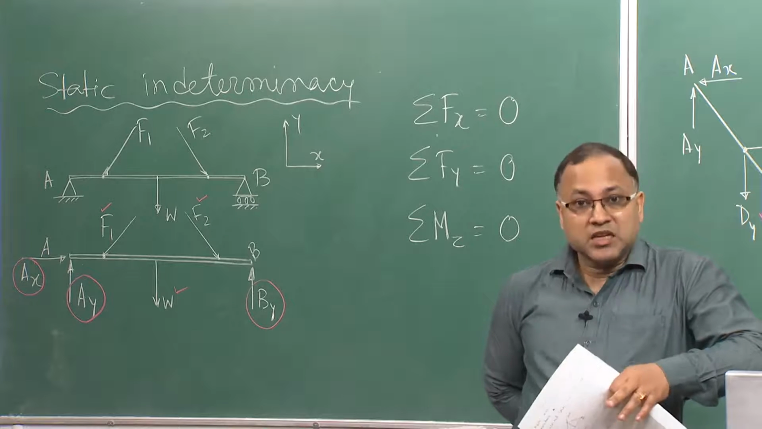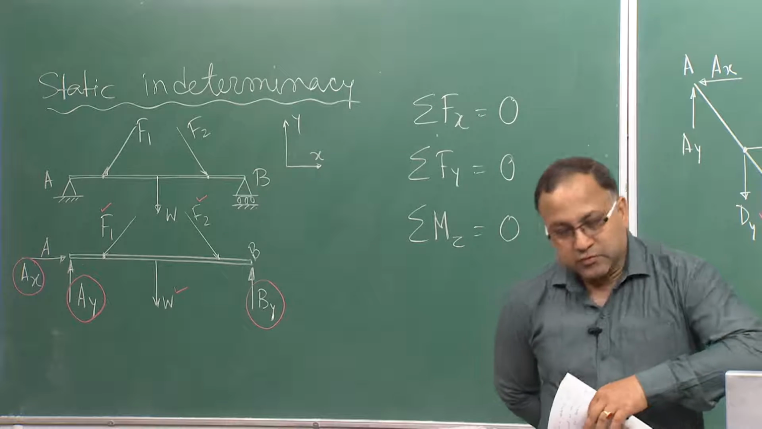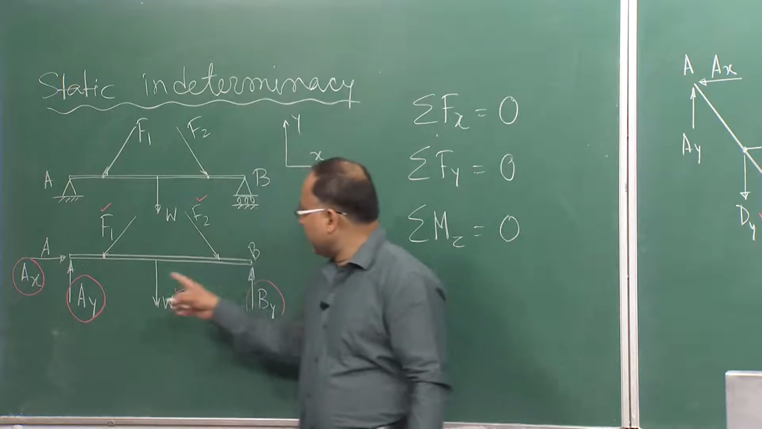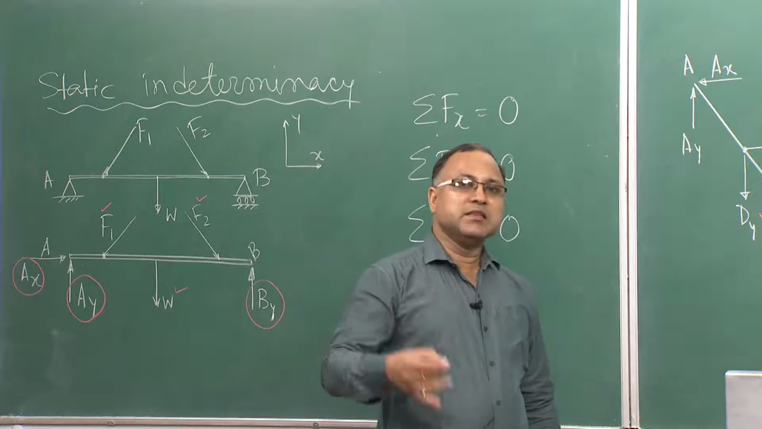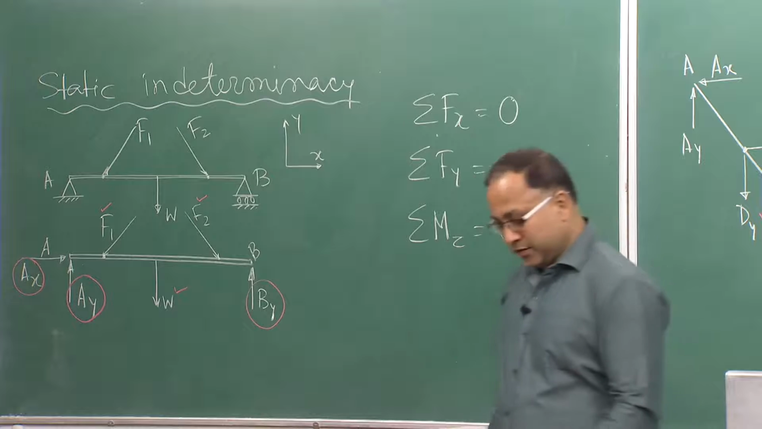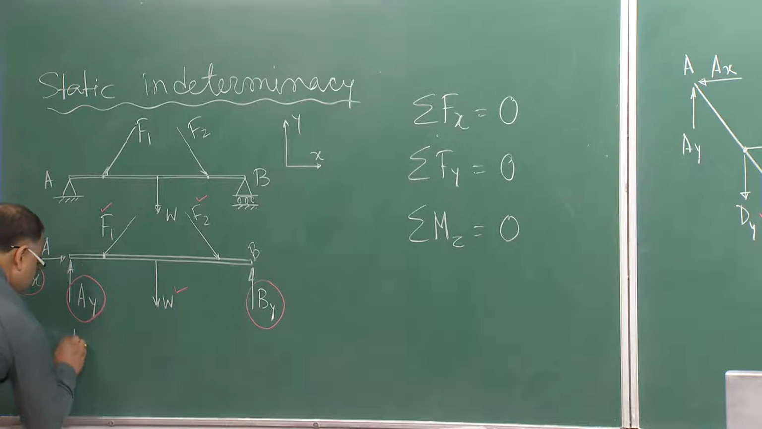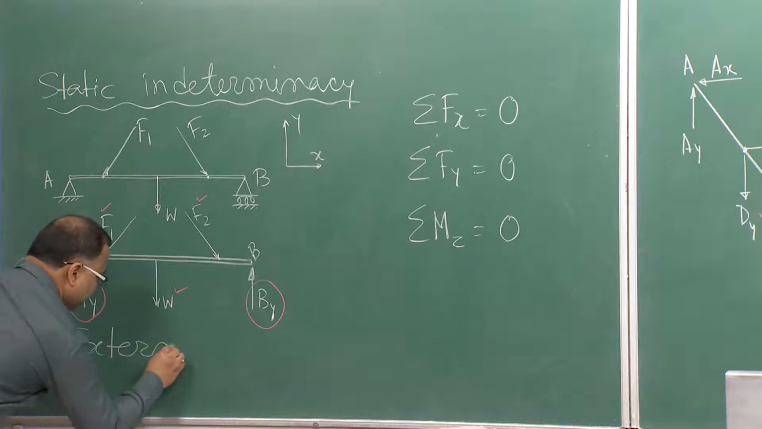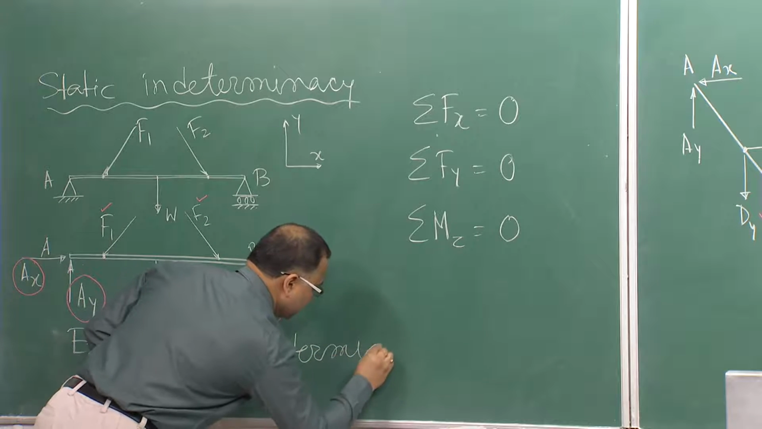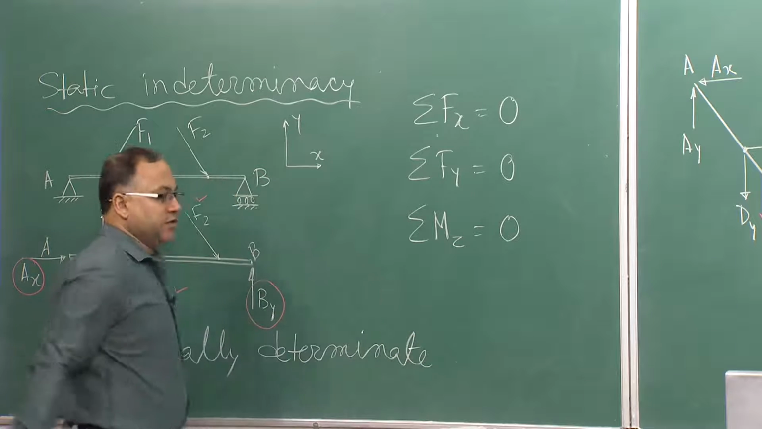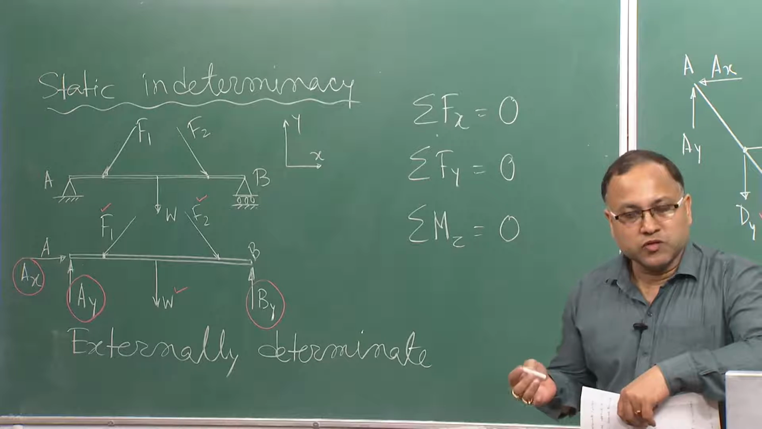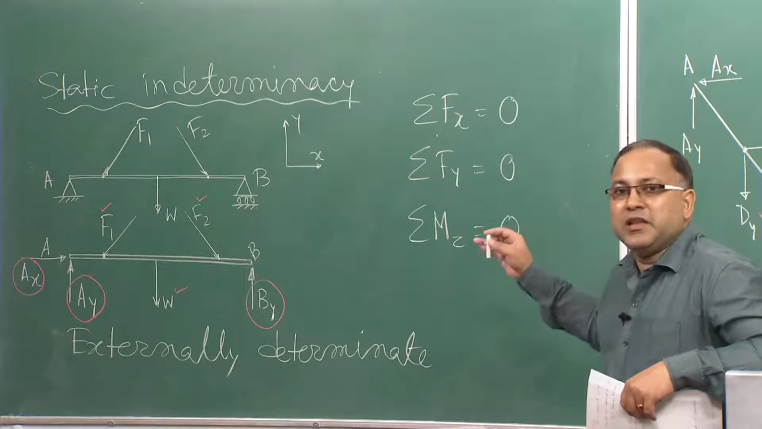How many unknowns are there? 3 unknowns. So mathematically you can say that you can solve it. You can find all the unknowns Ax, Ay and By by solving these 3 simultaneous equations. So this kind of structure is known as externally determinate. Determinate structure means you can solve for the unknowns by using the available equations of equilibrium.